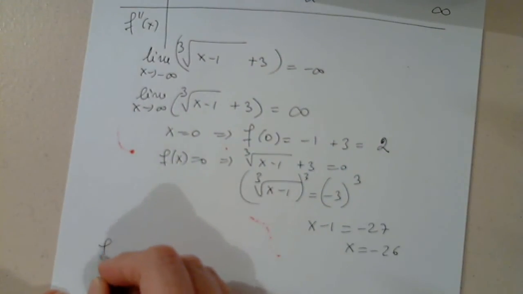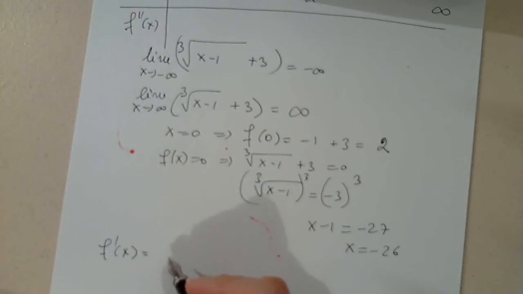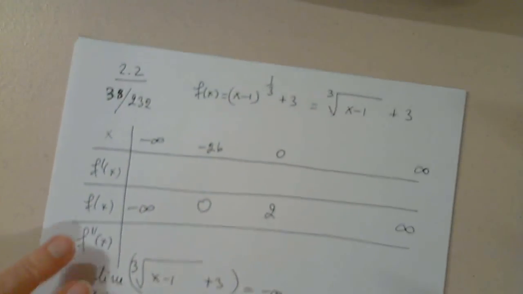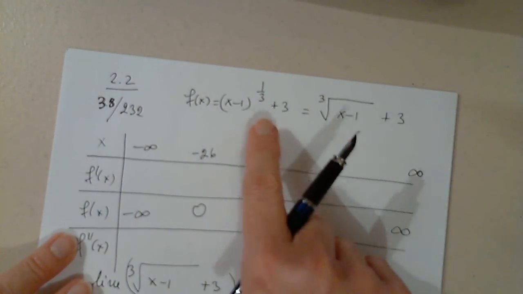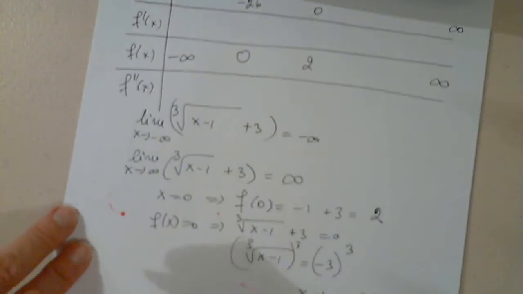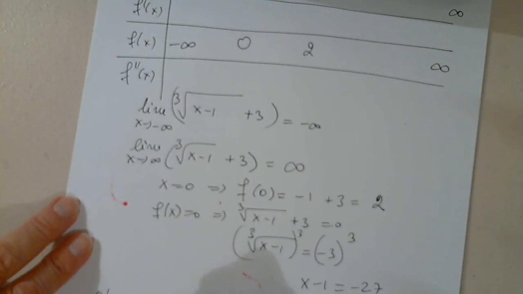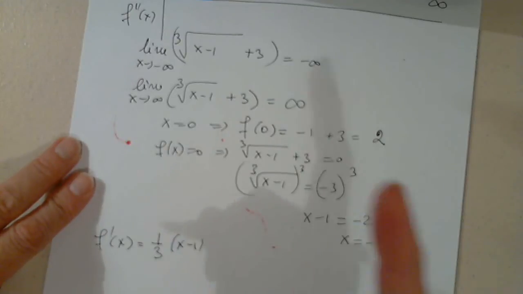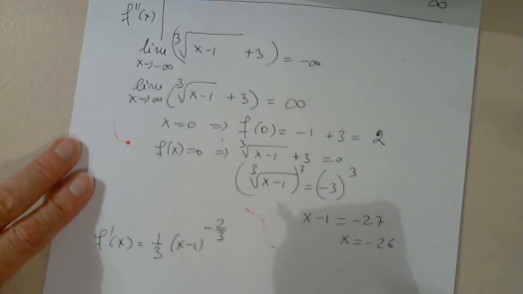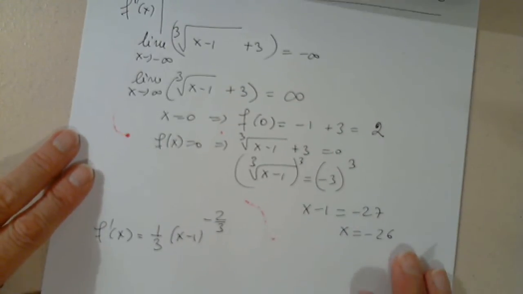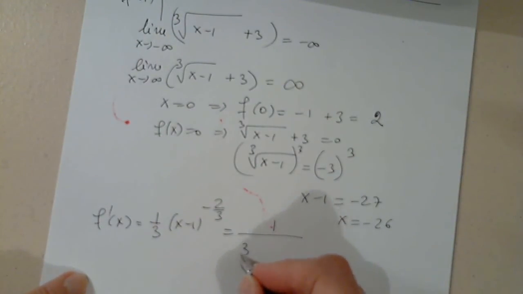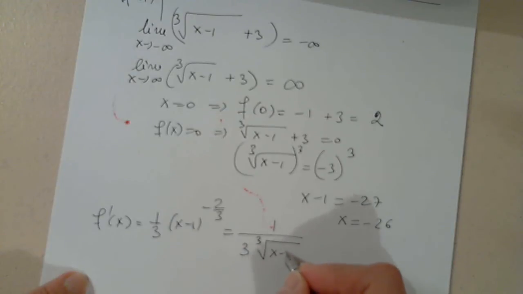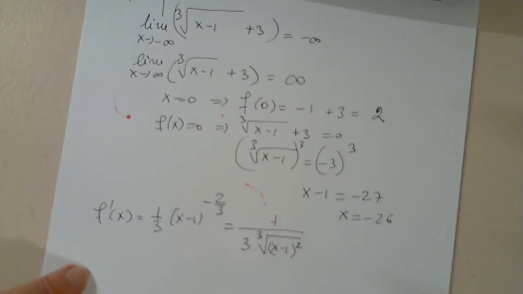Now I will find the first derivative. If you remember, in order to find the first derivative, I will prefer this notation, not this. I bring down the power, 1/3, times (x minus 1) to the 1/3 minus 1, which is negative 2/3, plus 3 prime, which is 0. So this is nothing else but 1 over 3 times the cube root of (x minus 1) squared.